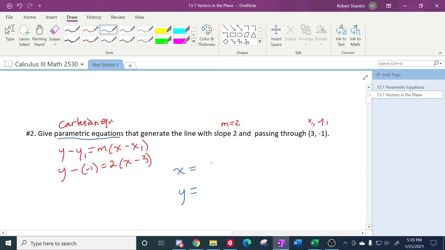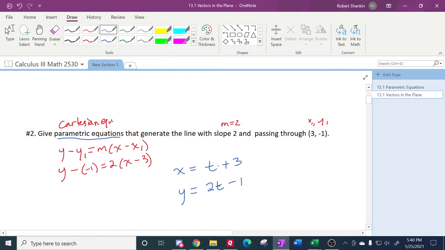So if x had somehow t involved in it, when t goes up by 1, x is going to go up by 1. But we need y to go up by 2, like this. Okay? Now that's going to get the right ratio of how they're going to be increasing. And then we have to have them start out. Well, the x has got to start out at 3. When t is equal to 0, x will be 3. When t is equal to 0, y will be negative 1. And this will provide us with the right equation.